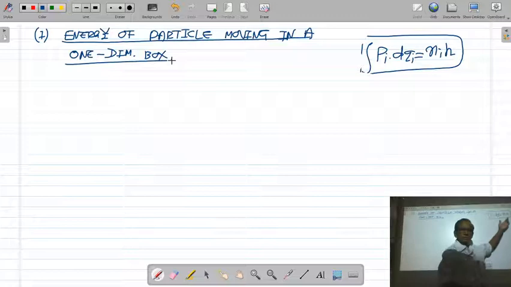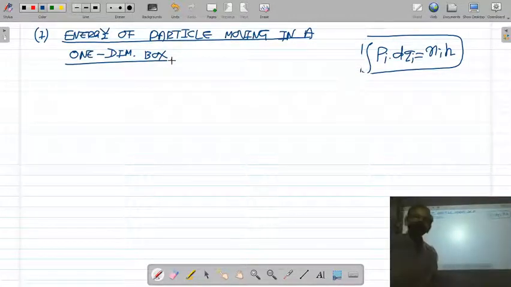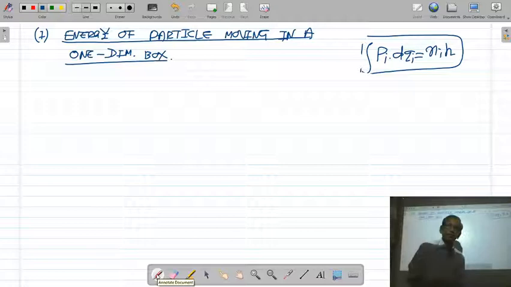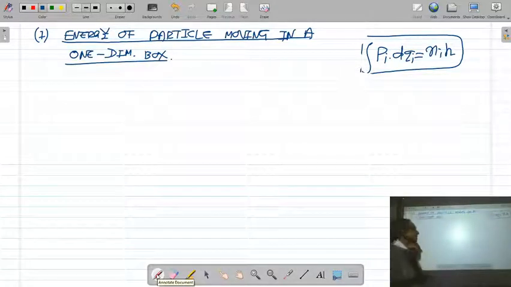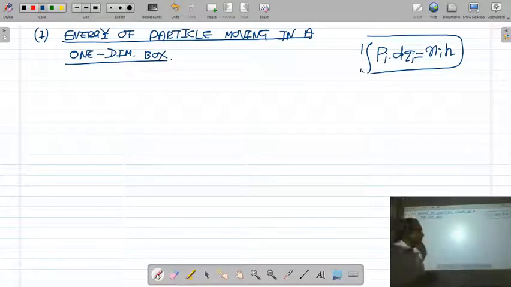Okay, so let us use this Wilson-Sommerfeld quantum rule to find the energy of a particle which is constrained to move in a one-dimensional box. So let us consider a one-dimensional box. What is a one-dimensional box? Actually, a box has three dimensions. It has length along x direction, breadth along y direction, height along z direction. But we want to consider a one-dimensional box, so it has only length along x direction.